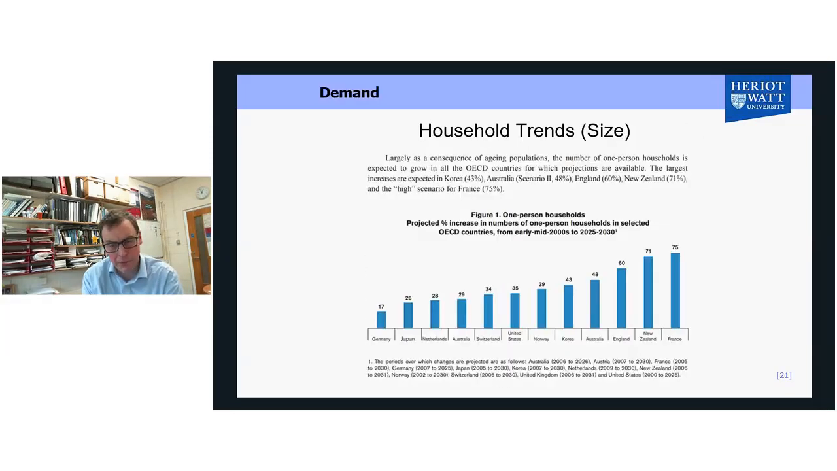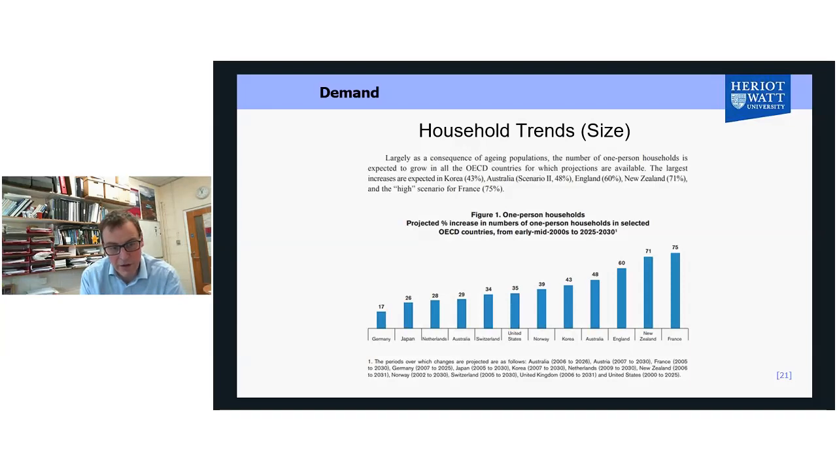But what we know about changing demographics right across the developed world is that the number of single person households is increasing. So this figure here is the projected increase in numbers of one person households in selected OECD countries from the mid-2000s to 2025, 2030.